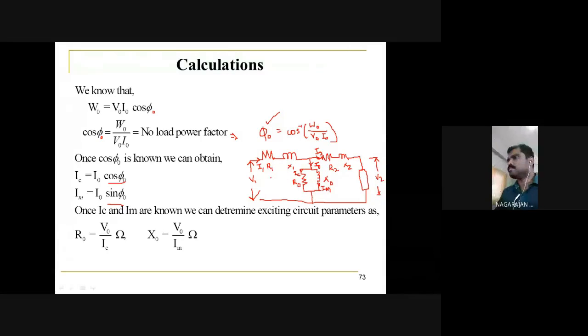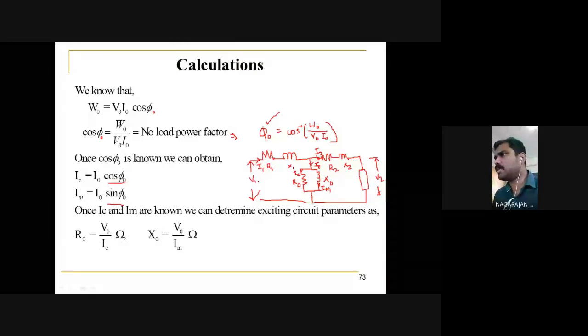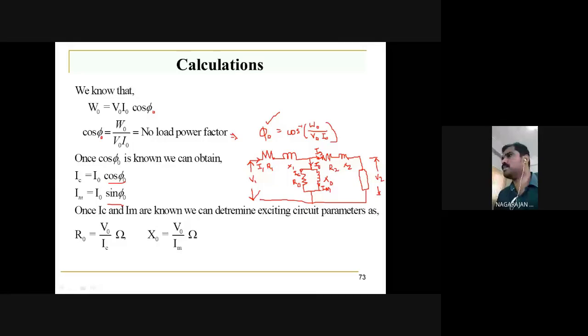So V1 is the supply voltage, I1 is the current passing through the primary, I0 is the no load component, I2 is the current passing through the load. Okay. So we can write a current equation at this junction. I1 is equal to I2 plus I0. This is a general equivalent circuit of a transformer.